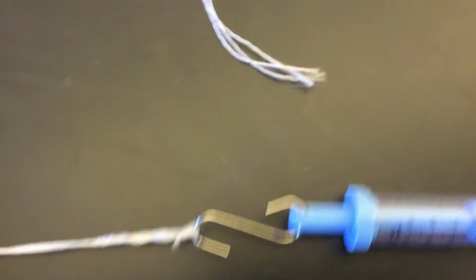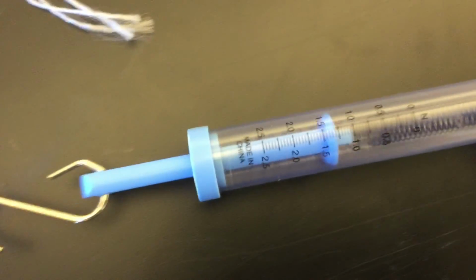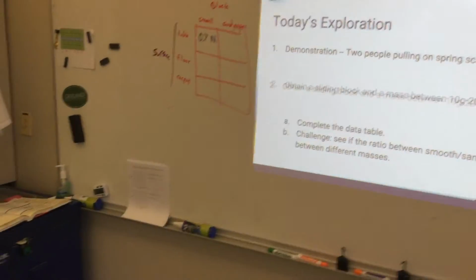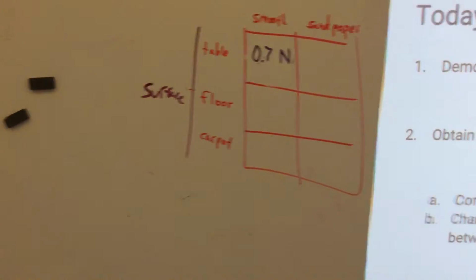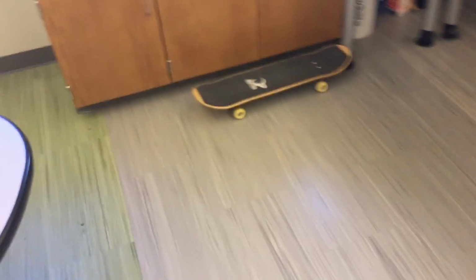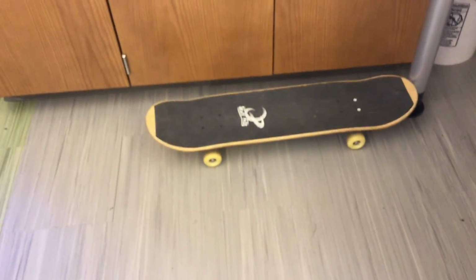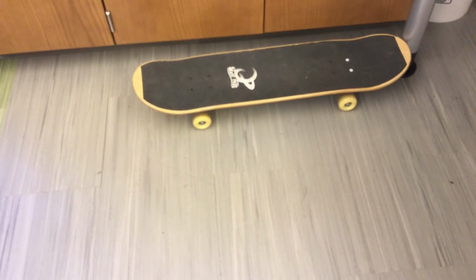Now we're going to flip this to the sandpaper side. So now the sandpaper is on the table side. Put that same mass on here and pull this, and notice now it takes about 1.35 Newtons or so to pull that exact same mass. So we filled out that table. Like I said, some classes finished, some classes didn't. We're going to use that as an intro into a lab that we're hopefully going to start tomorrow with skateboards and talking about the force of friction with the skateboard.